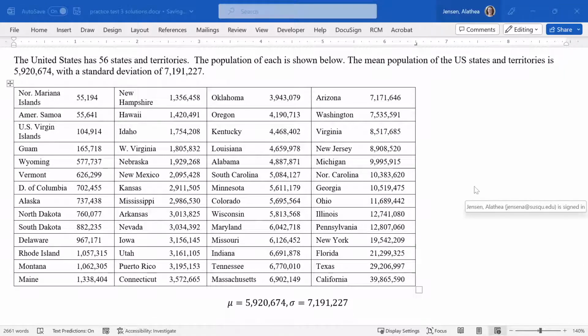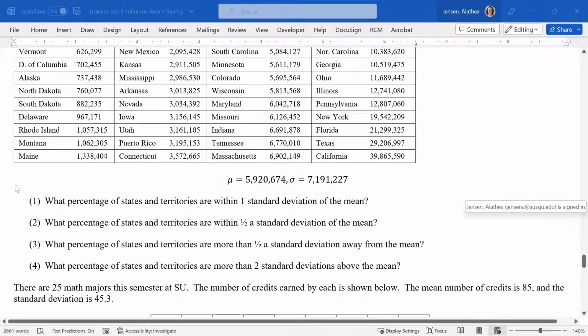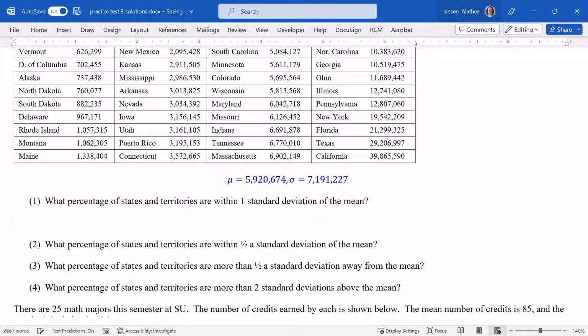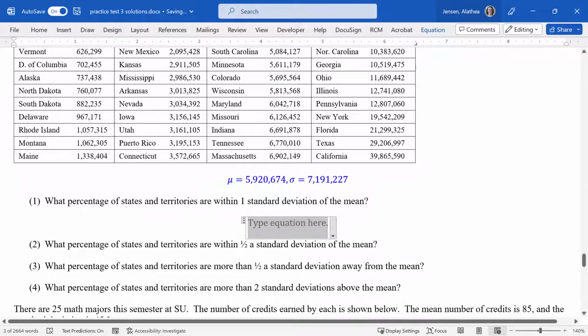All right, and let's see. So now I can answer this question. What percentage of states and territories are within one standard deviation of the mean? So to figure out which ones are within one standard deviation of the mean, we need to go up and down one standard deviation from the mean.